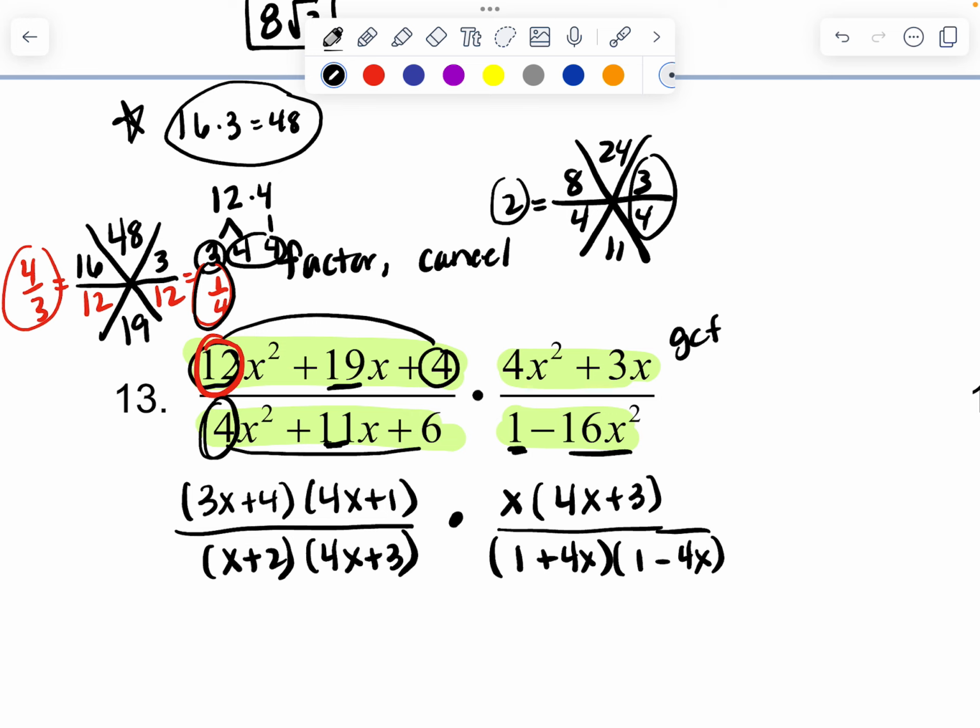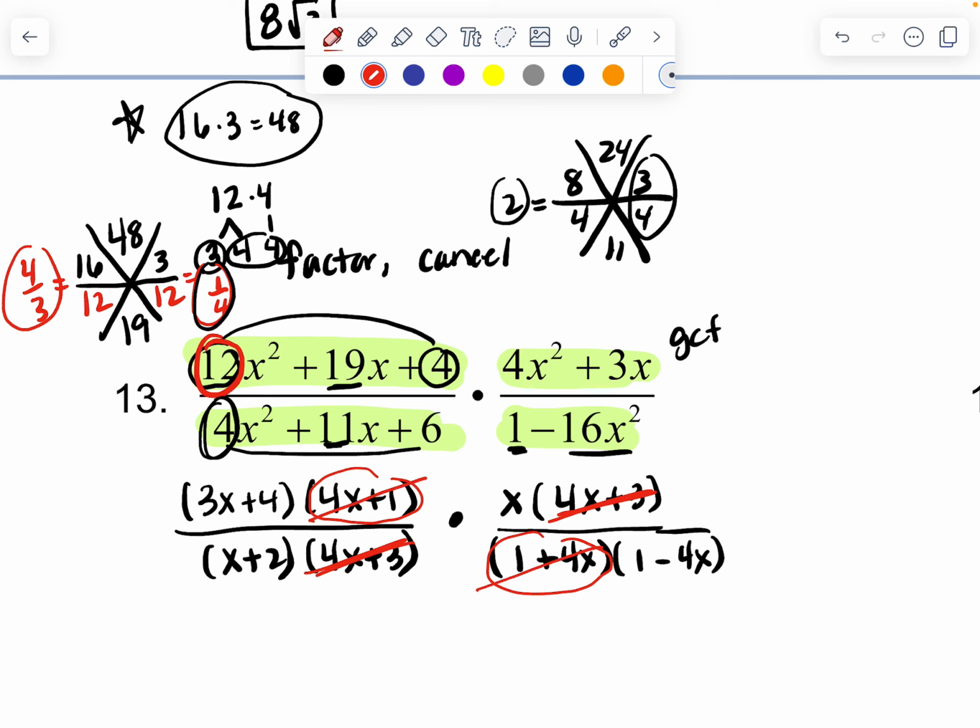Okay, now let's see what we can cancel here. What's the same on the top and the bottom? Well, I see a 4x plus 3. And then you might be like, I don't see anything else. But you guys, look at these two. 4x plus 1 and 1 plus 4x. Remember, it doesn't matter if you say 1 plus 2 or 2 plus 1. It's the commutative property of addition, right? It doesn't matter what order they're in. Those guys will cancel out too.